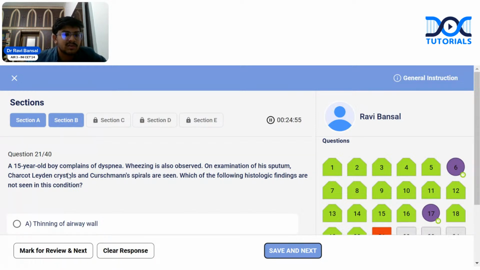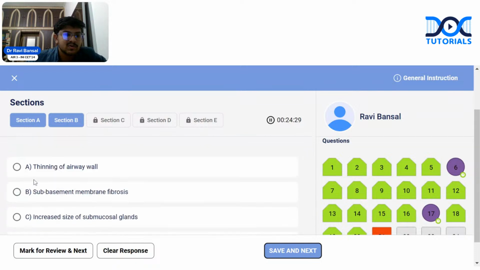A 15-year-old boy complains of dyspnea. Wheezing is observed. A 15-year-old boy plus wheezing just points towards asthma. On examination of sputum, Charcot-Leyden crystals and Curschmann spirals. Which of the following histopathology findings are not seen in this condition? So the diagnosis is complete. This is asthma. We know the three C's of asthma: crystals, Curschmann spirals, and Creola bodies. So which will not be seen in this condition?